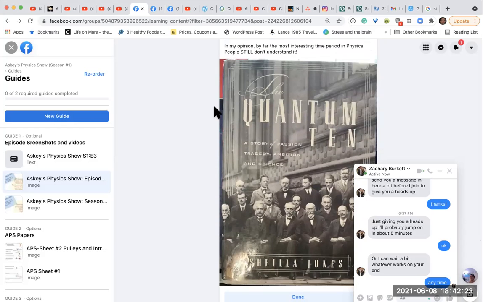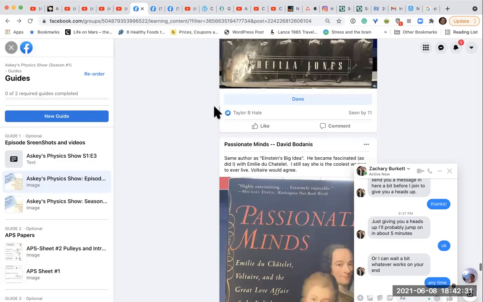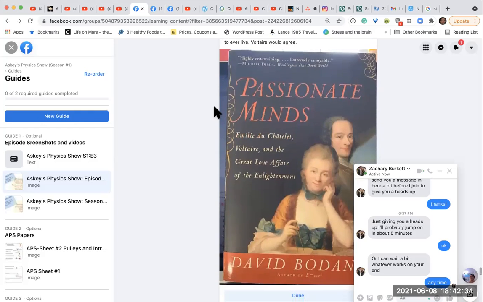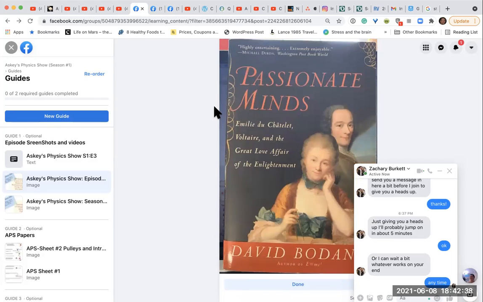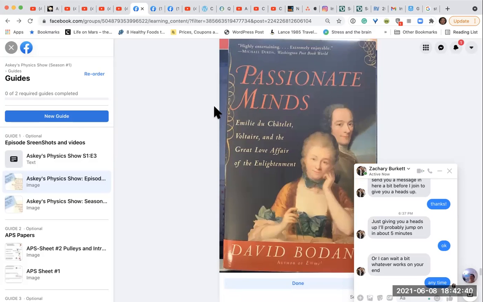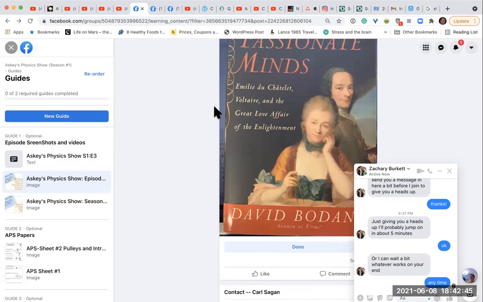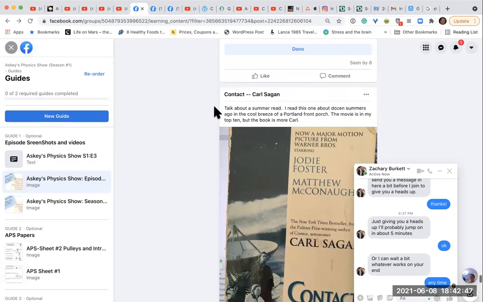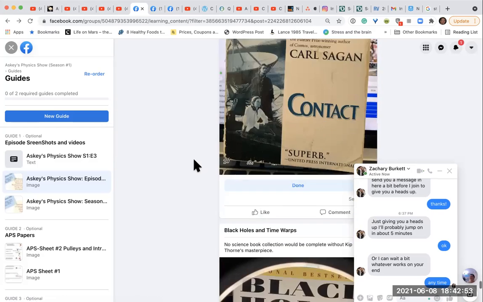Quantum 10, if you're interested in quantum mechanics and you want to kind of understand the origins of it. Not really a summer read, but one to read about 5 or 6 pages a day. Passionate Minds, that's of Emilie du Châtelet and Voltaire. We saw a little bit of him other than the movie, but this is a whole book about him. It's really interesting. France in the 1740s and science. And of course, Contact. Hopefully you've seen the movie, but that is an amazing book as well.